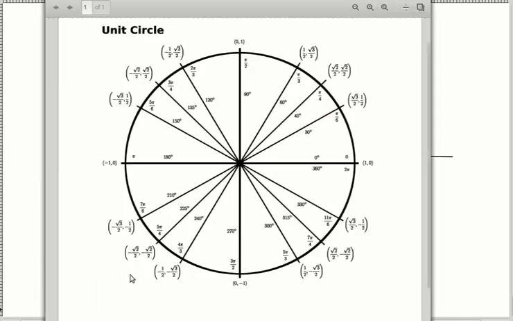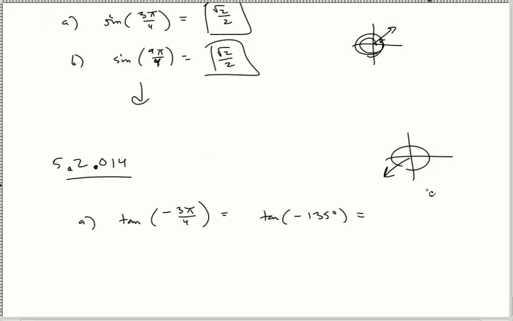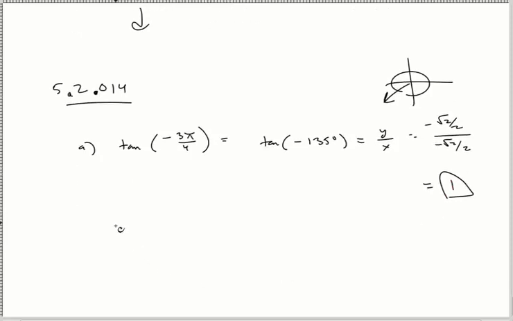What's my tangent? Well, remember that tangent is y over x. Well, my y value is a negative square root 2 over 2. My x value is a negative square root 2 over 2. Negatives cancel, square root 2's cancel, divide by 2's cancel, you get a 1. Just 1. That's your answer. Just 1.